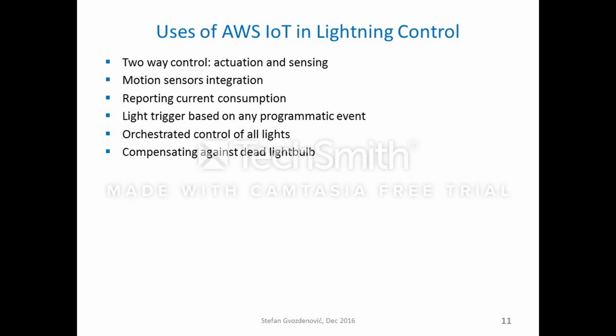Since this project has a very brief involvement of AWS IoT API, this is the list of additional use cases. Two-way control can be implemented where light's state can be sent back to the AWS. Motion sensors can be integrated. And generally speaking, light can be triggered based on any programmatic event using a Lambda function. The next slide will show a demo of the project.